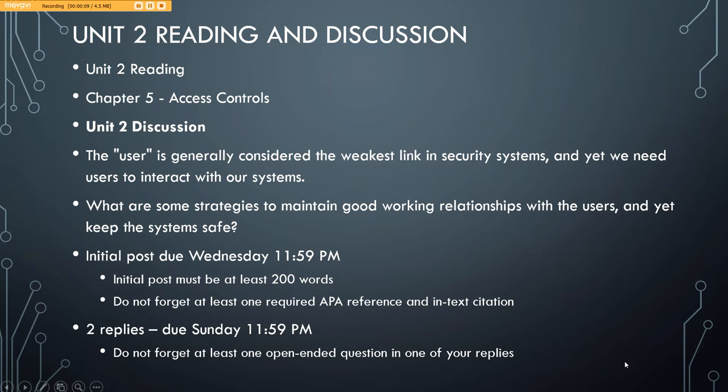The Unit 2 reading and discussion. Unit 2 reading is Chapter 5, Access Controls. The Unit 2 discussion is about users. What are some safe strategies to maintain good working relationships with users and yet keep the system safe?